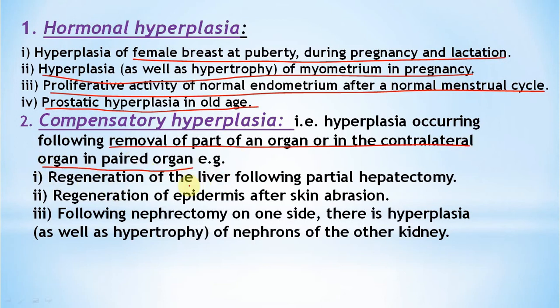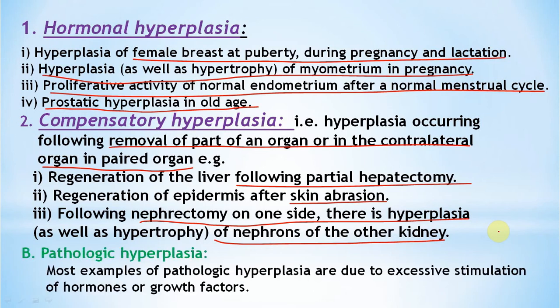Compensatory hyperplasia occurs following removal of part of an organ or in a contralateral organ in paired organs, for example regeneration of liver following partial hepatectomy, regeneration of epithelium after skin abrasion, following nephrectomy on one side. There is hyperplasia as well as hypertrophy of nephrons in the other kidney, as we have discussed in hypertrophy.